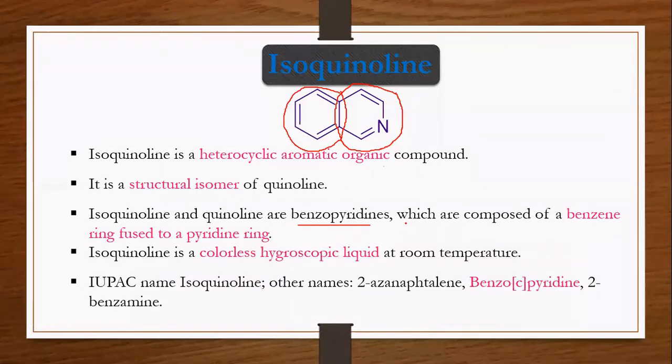Isoquinoline is a colorless liquid at room temperature. The other names of isoquinoline are 2-azanaphthalene, benzo[c]pyridine, 2-benzazine, etc. We will see why it is called benzo[c]pyridine.